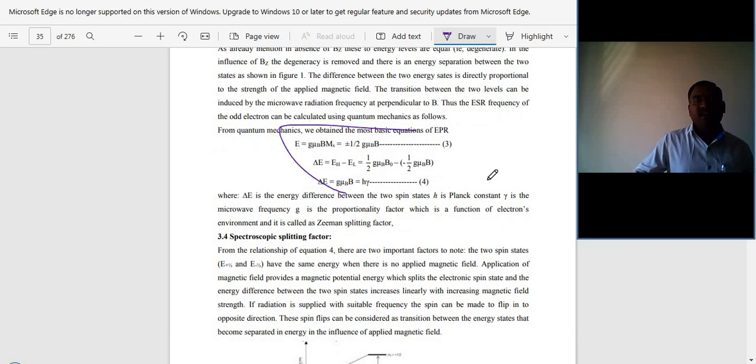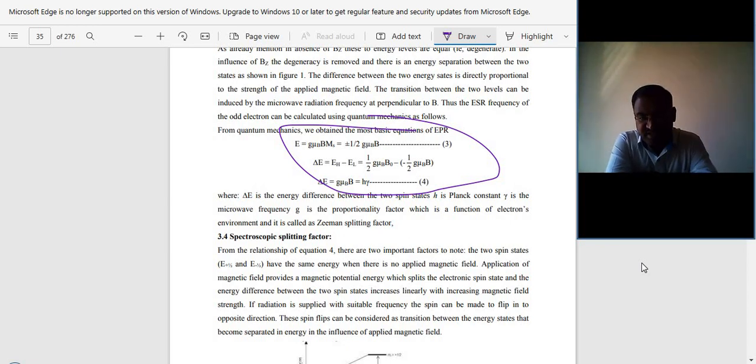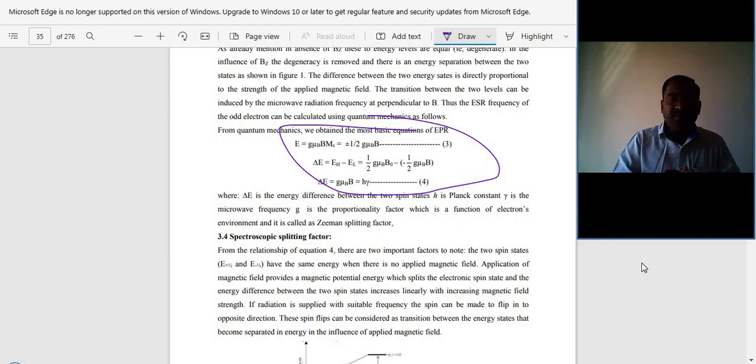This is the way to calculate this. What? The energy difference between two spin states. Here h is Planck's constant, nu is the microwave frequency, g is the proportionality factor, which is a function of the electron's environment, and it is called the Zeeman splitting factor.